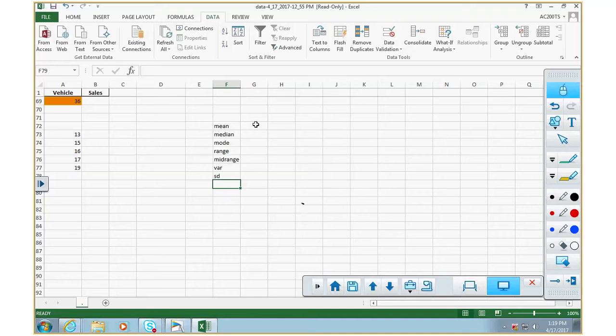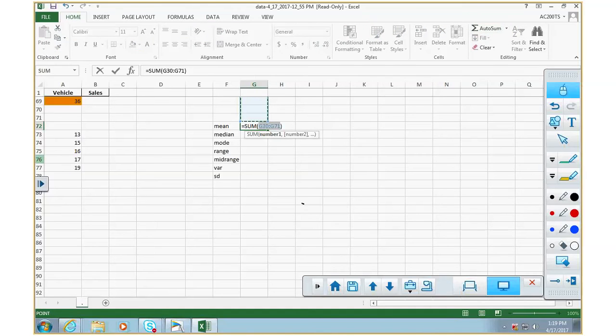So the mean is equal to the summation of all your numbers divided by how many numbers you got. That's 5.